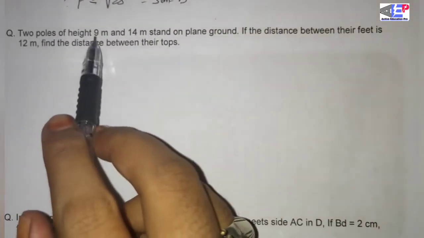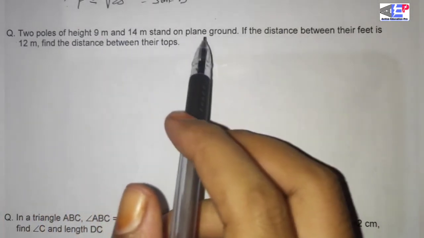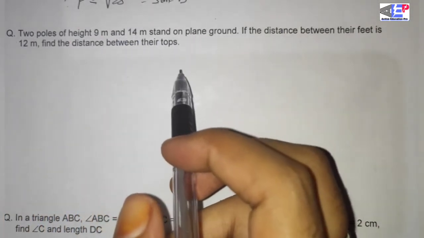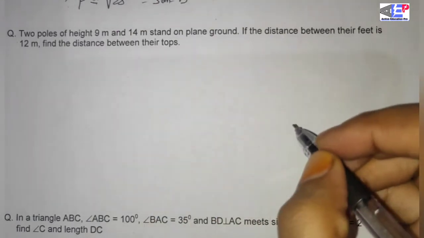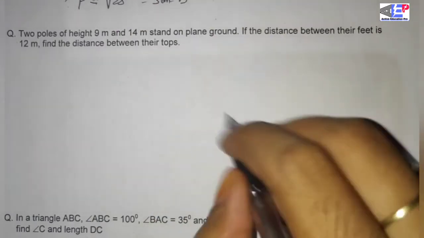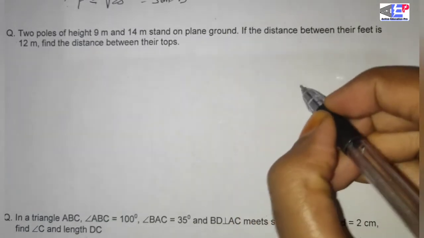Two poles of height 9 meter and 40 meter stand on plain ground. If the distance between their feet is 12 meter, find the distance between their tops. Like these questions, I have already uploaded a similar video yesterday. So first we have to draw a rough picture of this question.